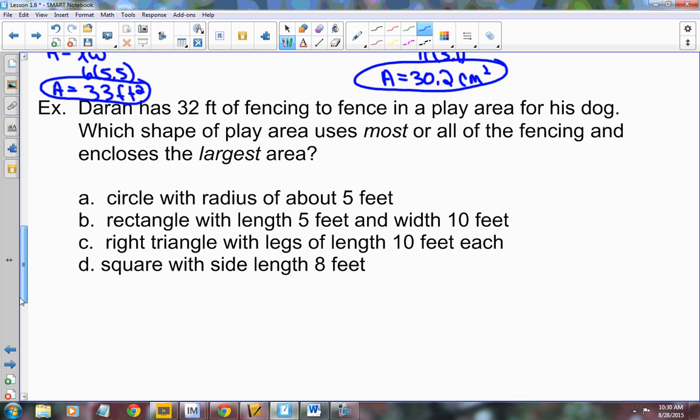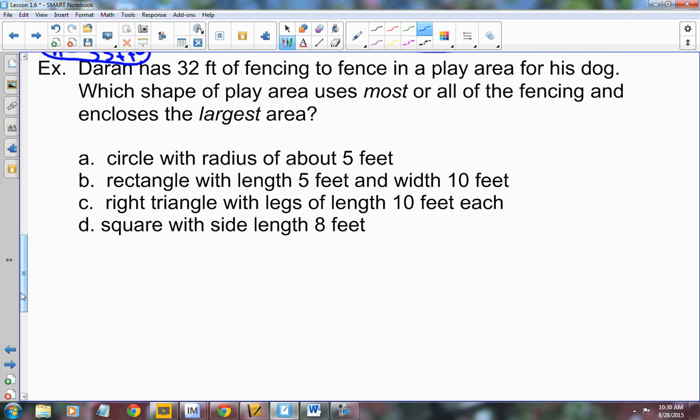All right, now let's look at this next one. It's kind of a long problem. It says Darren has 32 feet of fencing to fence in a play area for his dog. Which shape of play area uses most or all of the fencing and encloses the largest area? So we got 32 feet. We want to use as much of that as possible and get as big of an area as possible. So we've got to check each one of these. We're going to check the circle first. It has a radius of 5 feet.